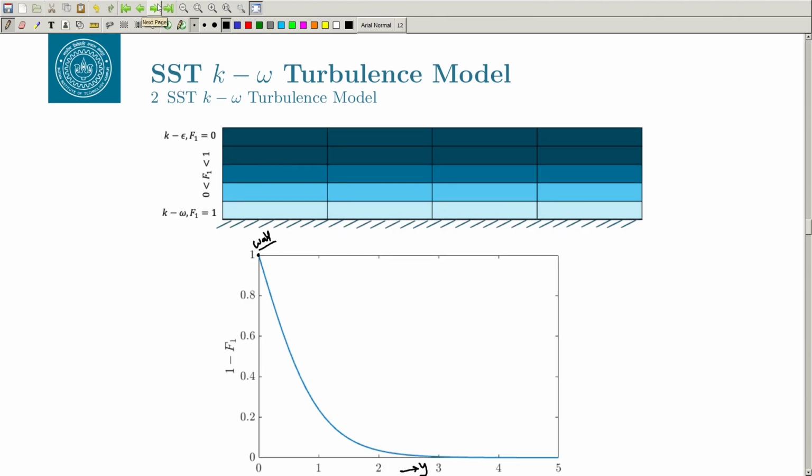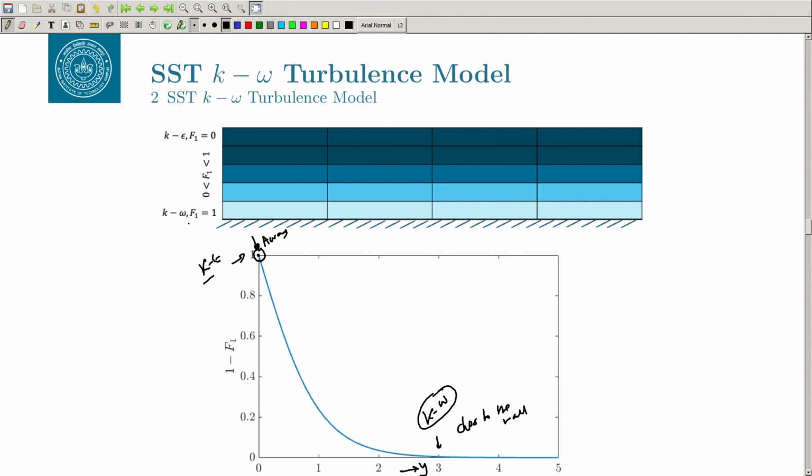So this is actually away from the wall, and this is maybe close to the wall, because I plotted 1 minus f1, and you can think of the distance y as some kind of y inverse. So what I am saying is that when 1 minus f1 is equal to 1, this is the behavior of k epsilon, and this is the behavior of k omega. The same thing is shown here.